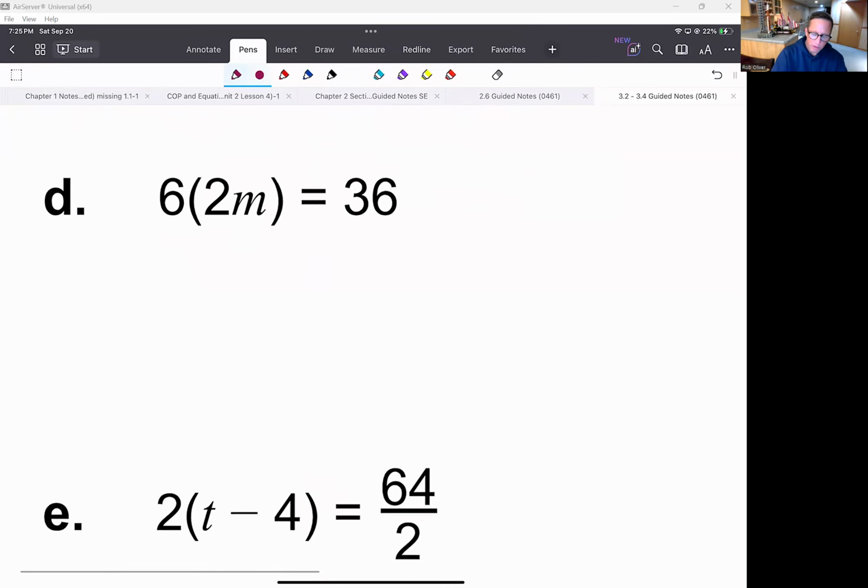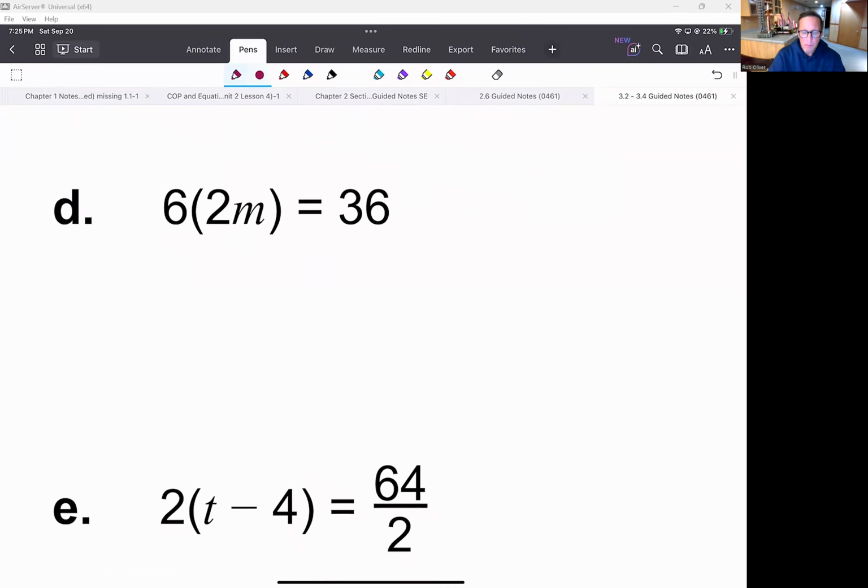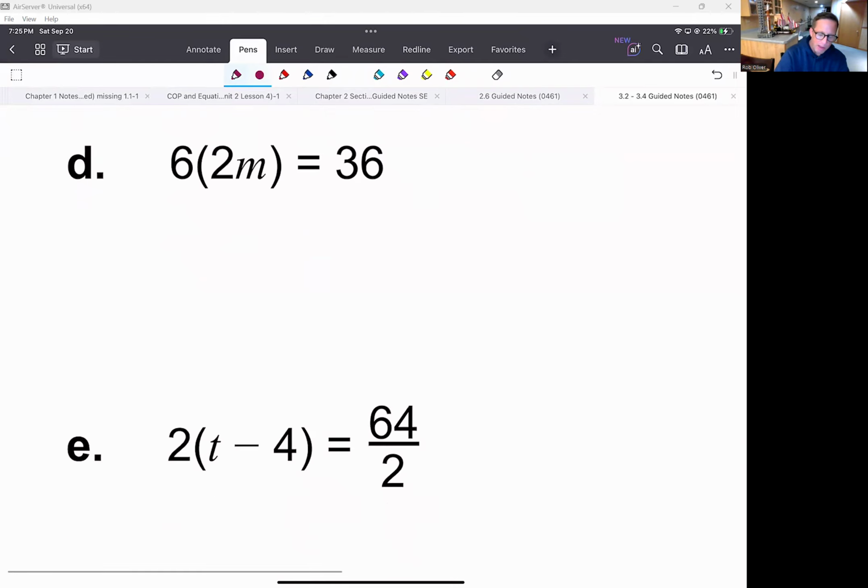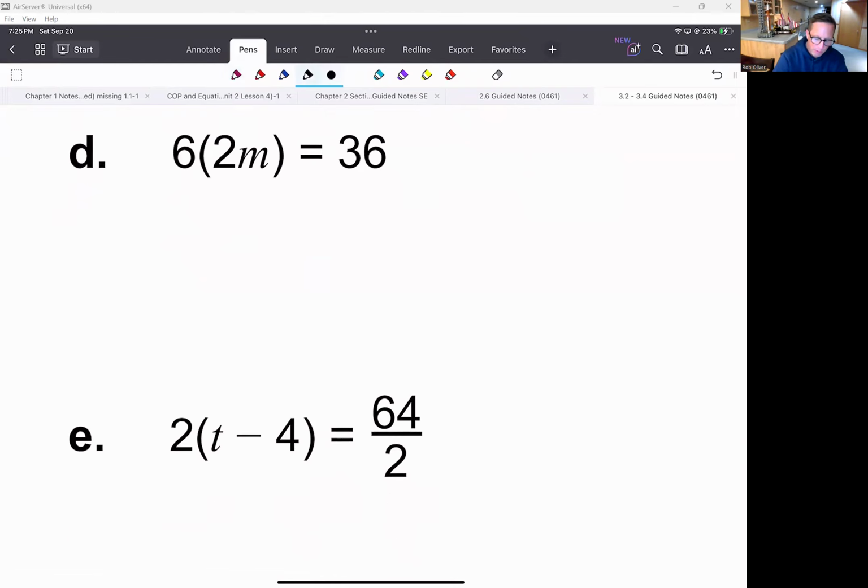Now this one, we could take a couple different approaches. I mean, we could just do 6 times 2m, right? Let's do this a couple different ways. 6 times 2m is 12m. So I'm going to rewrite this as 12m equals 36, and then do the multiplicative inverse of 12m, which is going to be times 1/12, or in other words, divide by 12. Divide by 12, and you get m equals 3.